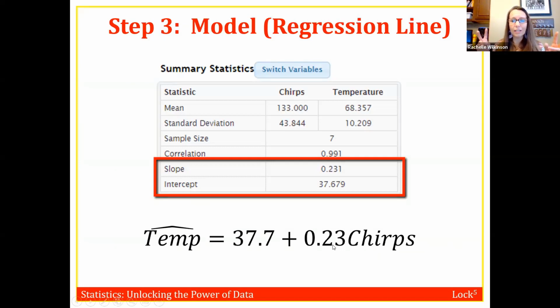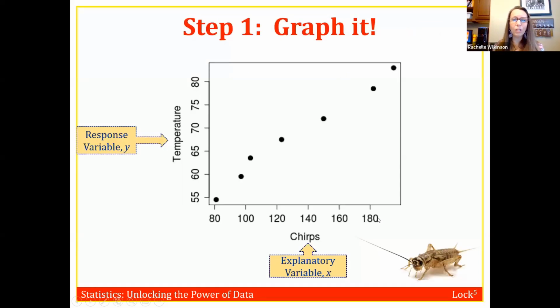So using your algebra method, you might find 37.7 on the y-axis and then go over 1, up 0.23, over 1, up 0.23. But if you look at my graph here, is that method going to work? It's not going to work.